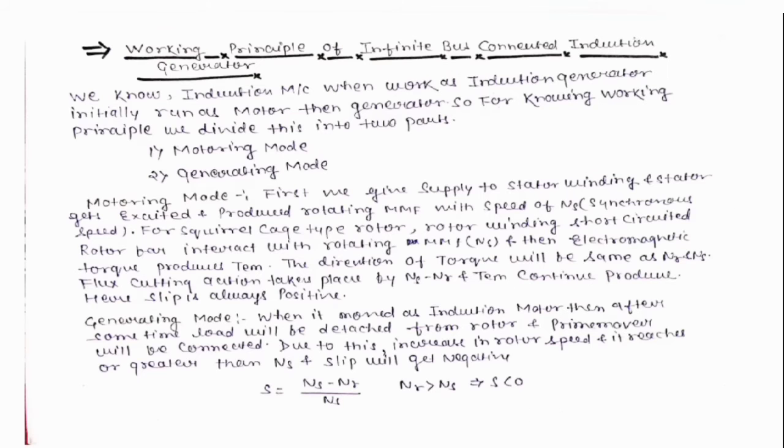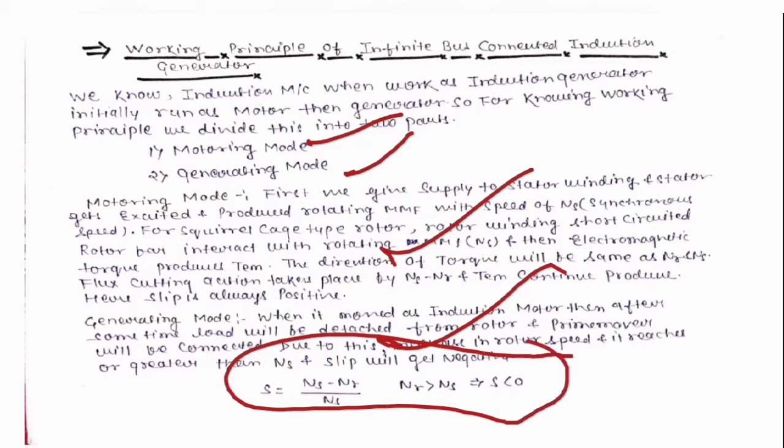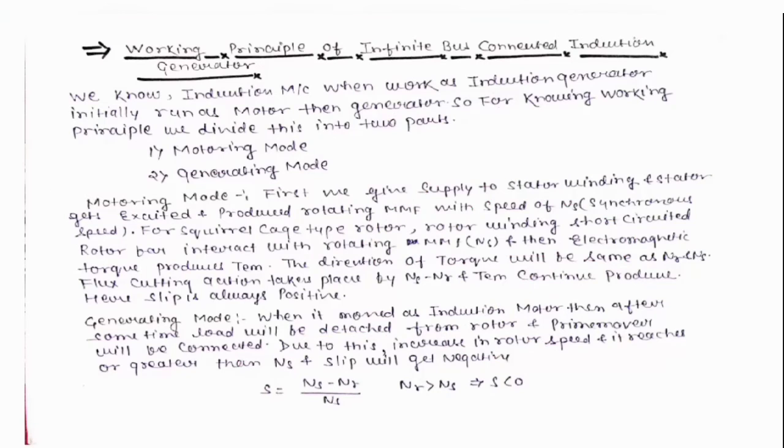Okay, so next one, what is the working principle, we already discussed. Here there are two modes we discussed actually, motoring mode and generating mode. So in motoring mode, whatever we discussed in our previous slide, we write it down here. One more thing we want to discuss is, in generating mode the slip is negative, and in motoring mode the slip is positive. Okay, why is it negative? Because the value of NR is greater than NS, so in that case we will get the negative slip.